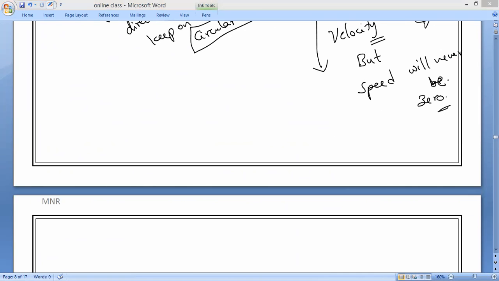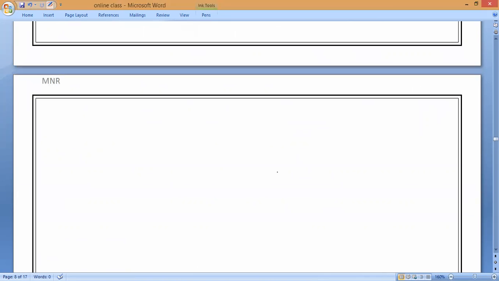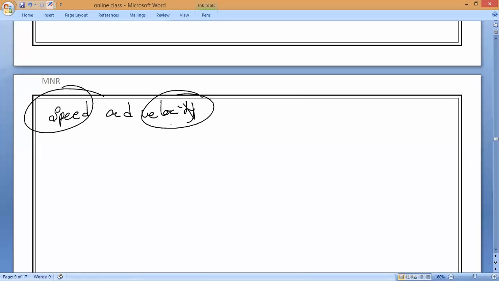Is speed and velocity always equal in magnitude? No, sir. Speed and velocity are not always equal in magnitude. They always vary, so that concept we will also study. So they are not always equal in magnitude. Do you understand? We will discuss it later, it's not an issue.